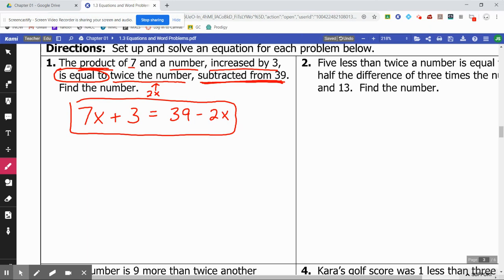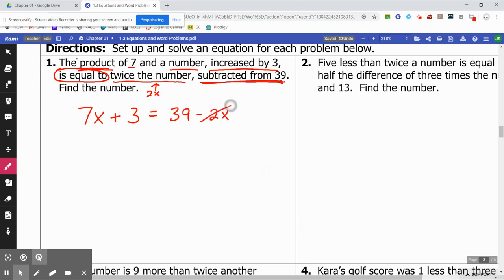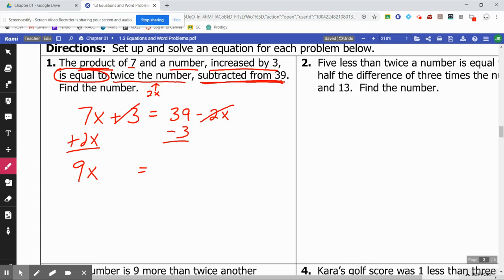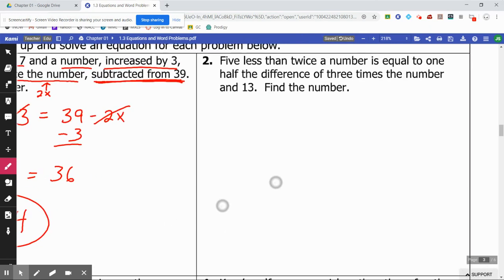Now let's actually go through the process of solving it. To move minus 2x to the left side, we're going to add 2x. If we're going to move our x's to the left, we're going to move our numbers to the right. To move plus 3, we're going to do minus 3. We now have 9 x's. Bring down the equal sign. 39 minus 3 is a 36. So dividing by 9, x would have to be 4. And you can plug that back in and you can check that.